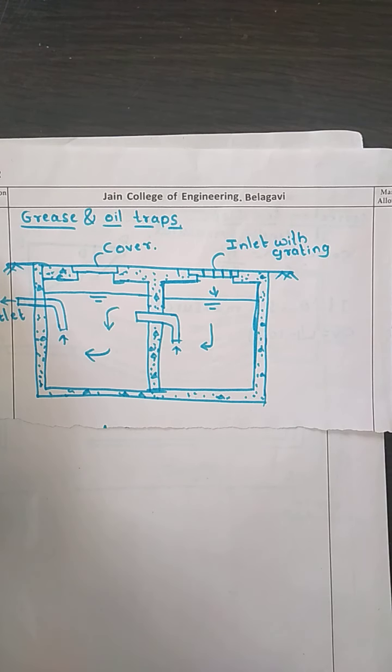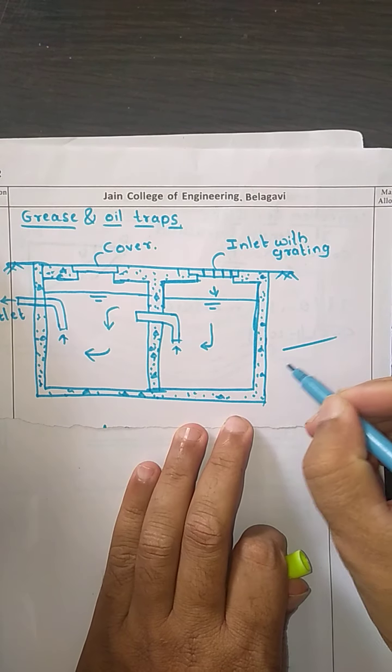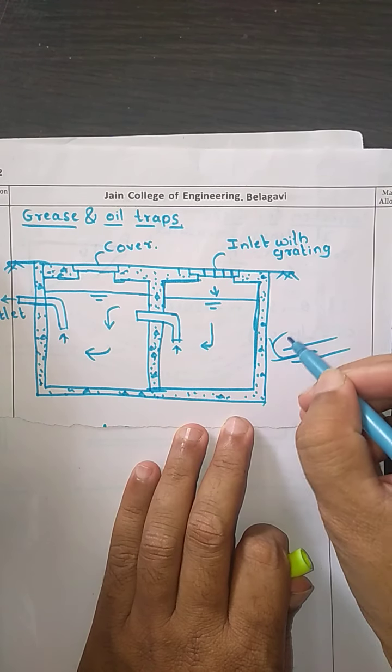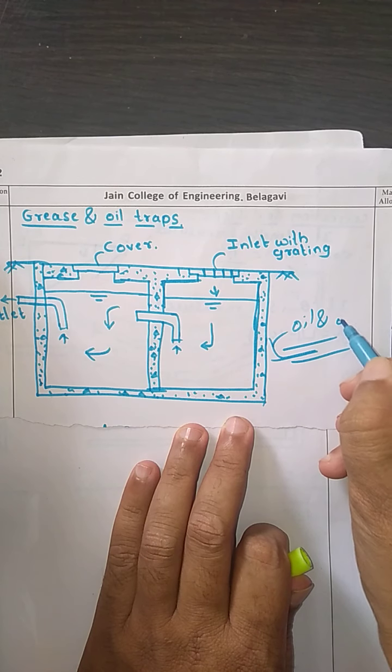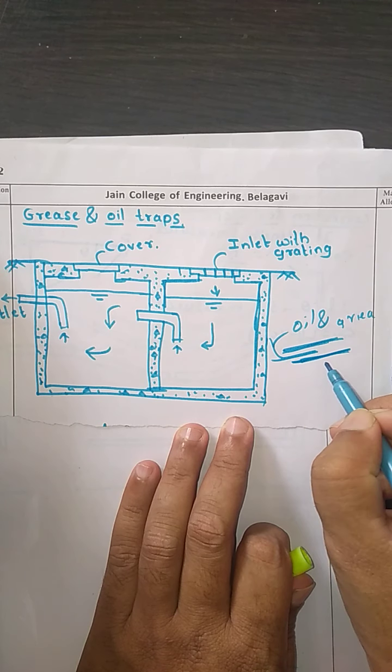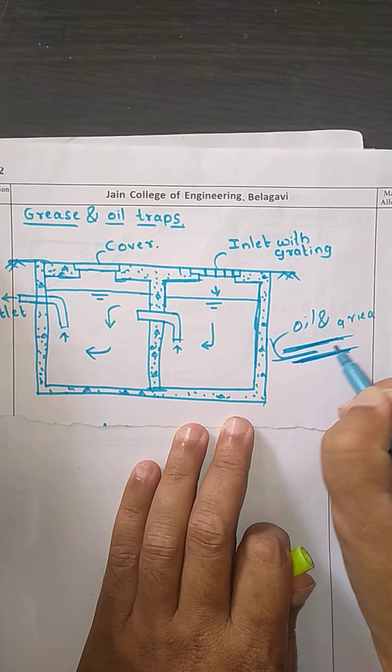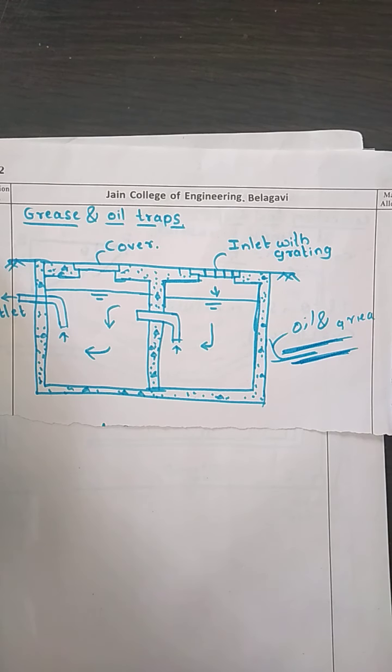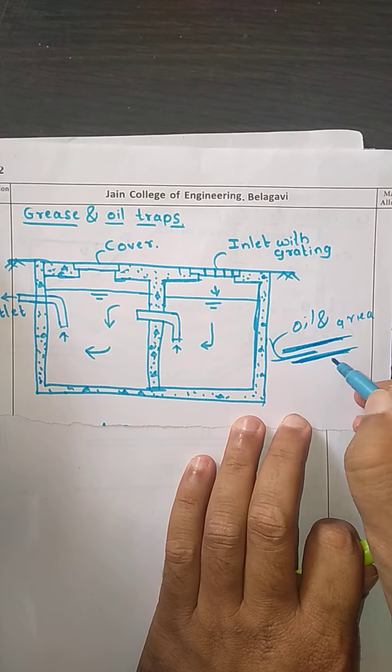Why do the grease and oil have to be removed before entering the sewer line? If the wastewater enters the sewer line with oil and grease, it is going to stick to the interior of the conduit, and it is going to get absorbed there.